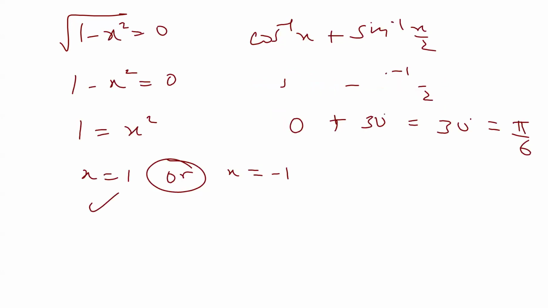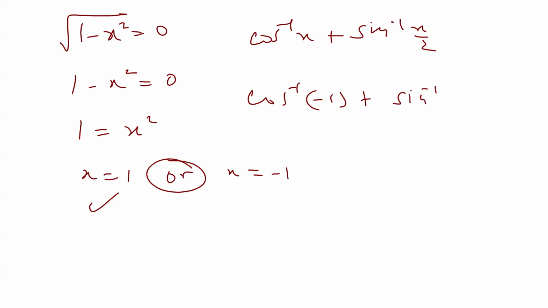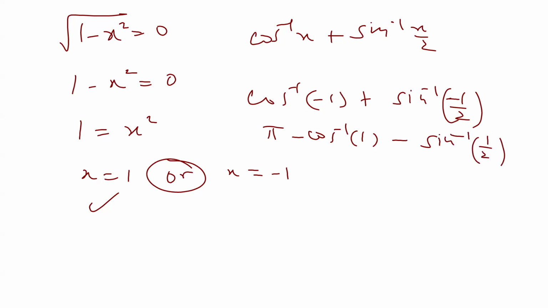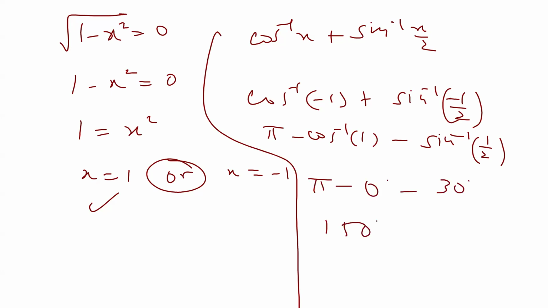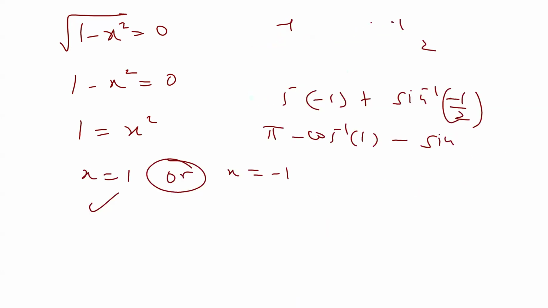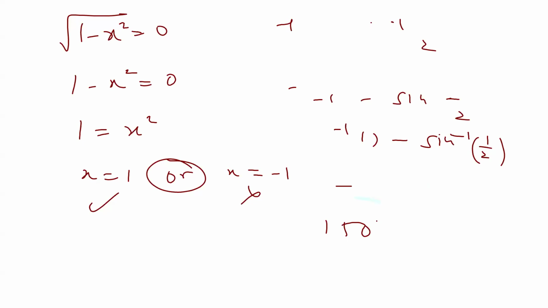But then we'll also test for minus 1. So cos inverse of minus 1 plus sine inverse of minus 1 by 2. So this is pi minus cos inverse 1. Cos inverse of minus x is pi minus cos inverse of x. And sine inverse of minus x is minus sine inverse x. Okay, so pi minus 0 degree minus 30 degree. So this is 150 degree, 180 minus 30, which is not equal to the right hand side. Right hand side is 30 degree. So discard this. Okay, you can just write that x cannot be minus 1 as it does not satisfy the given condition in the problem.